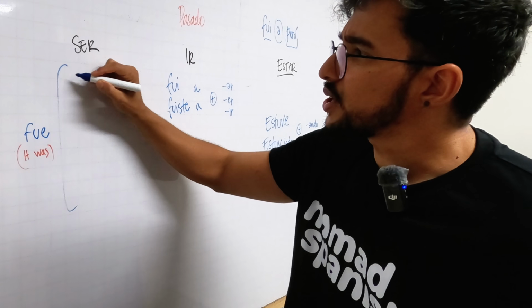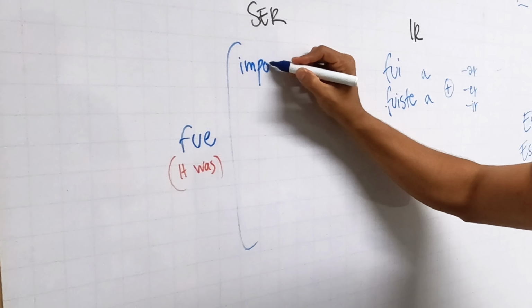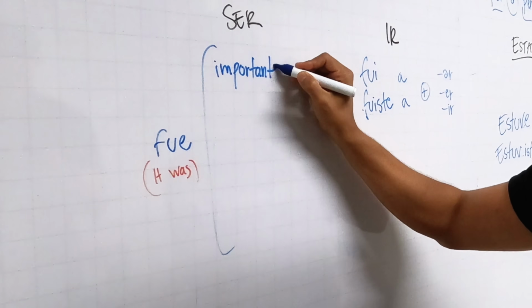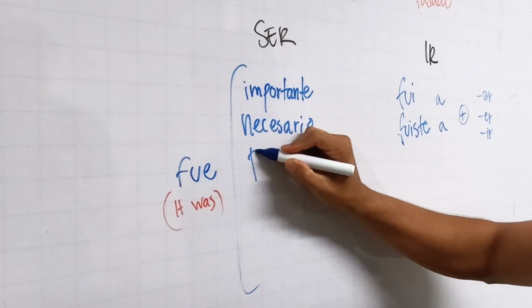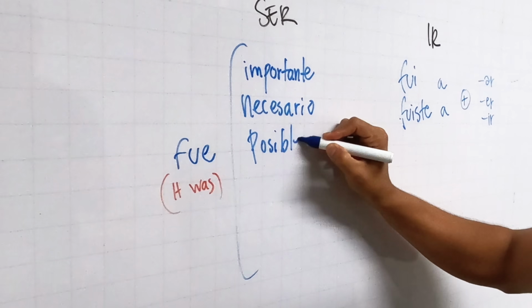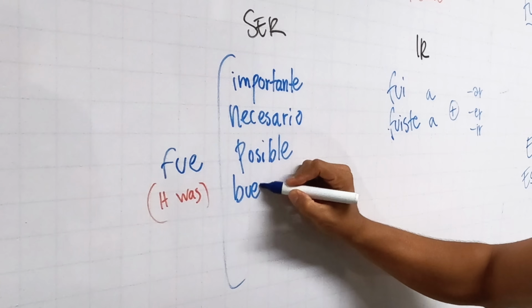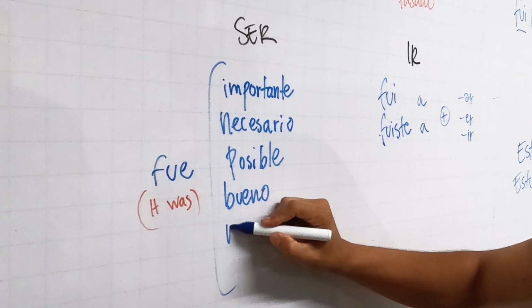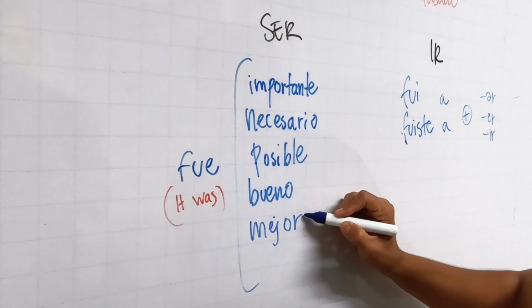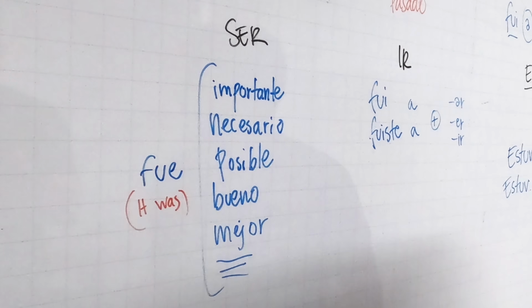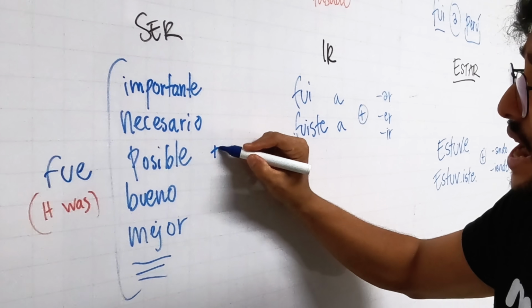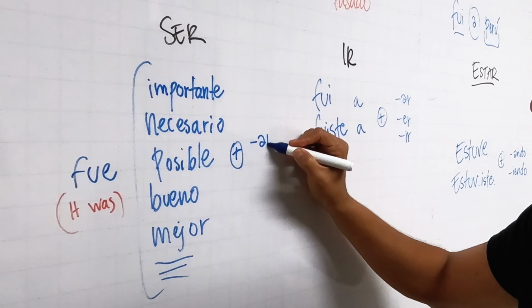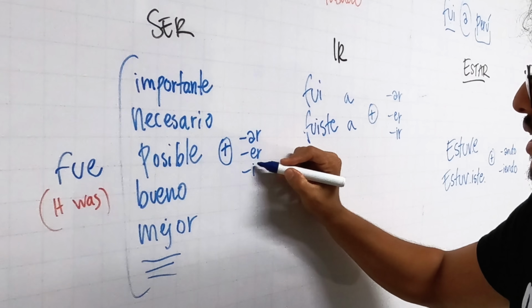So how do you say important? That's right, importante. How do you say necessary? Necesario. How do you say possible? Posible. How do you say good? Bueno. How do you say better? Mejor. And then you can feed any adjective here and then you can say fue importante, fue necesario, and you are allowed to use any AR, ER, and IR verb.